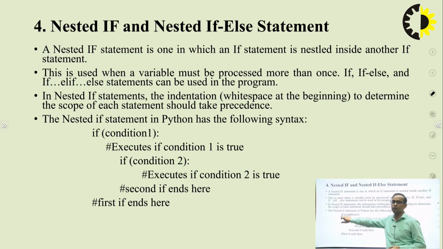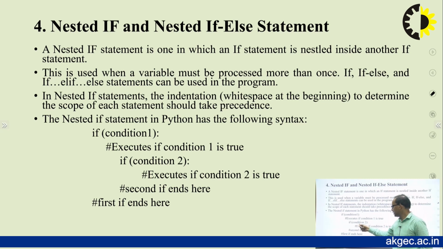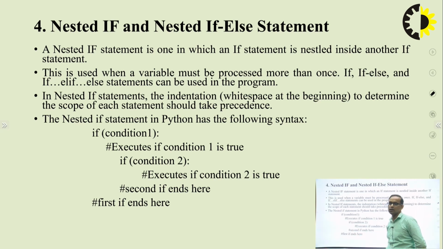Suppose this is the outer if, the first if statement. Here we have specified condition 1. If this condition is true, then program control will go inside this if block, and inside this if block there is a second if statement. Here we have to test condition 2. If this condition is true, then the statement written inside the inner if block will be executed. Here the inner if statement will end, and here the first if statement will end.